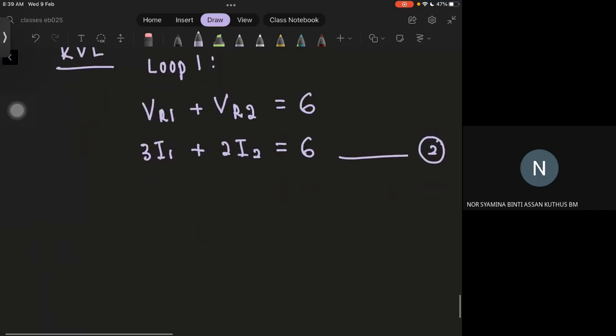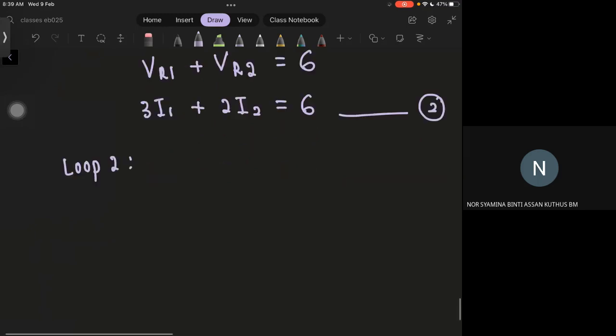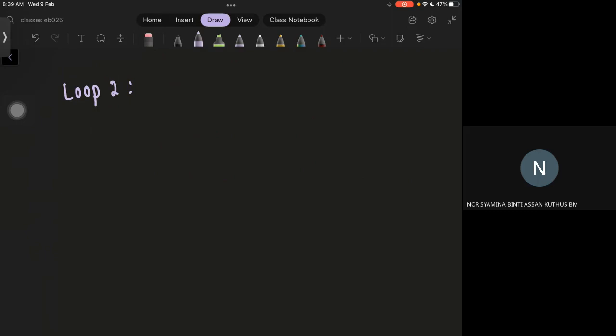Okay, so loop 2 pula. For loop 2, okay, macam mana kita nak tengok untuk loop 2 sekarang? Kalau kita compare dengan soalan yang tadi, soalan yang pertama, loop macam ni.